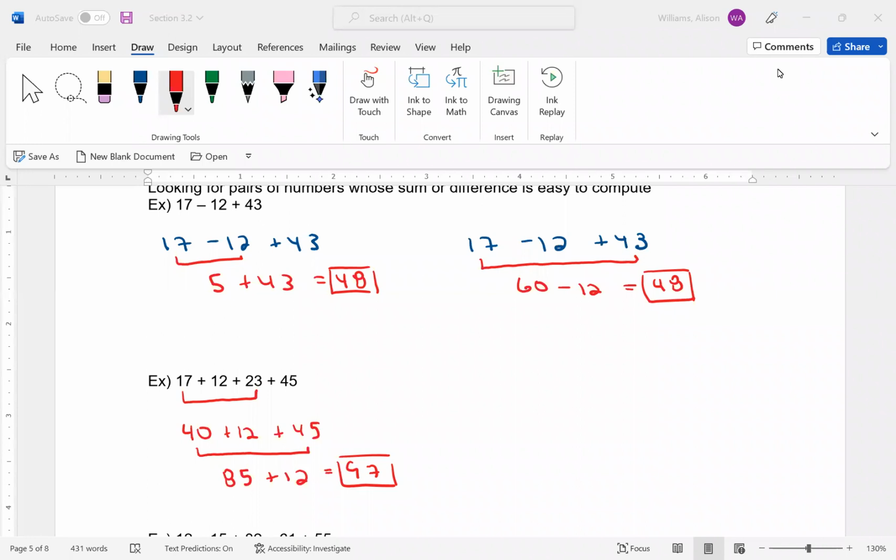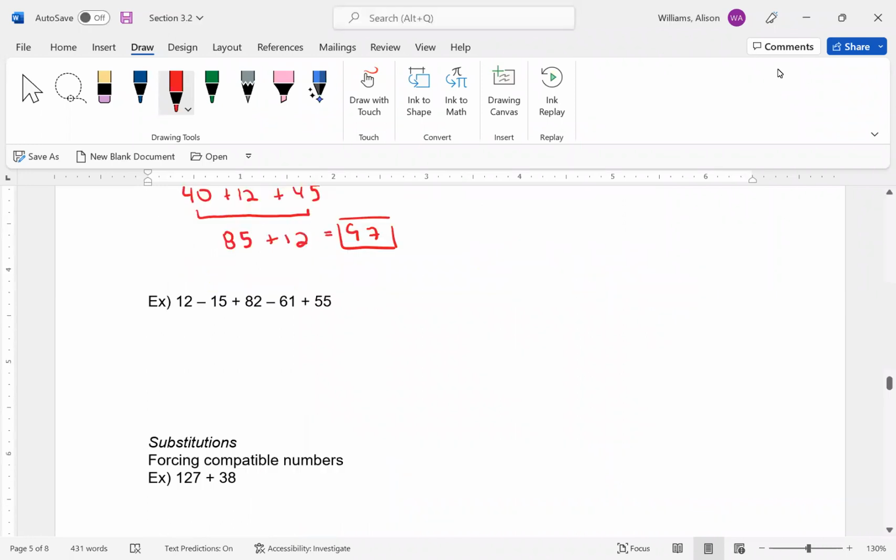Okay, so let's go ahead and try one more. Actually, why don't you try this one? Try it and see how it goes. Okay, so pair them up to what's easiest. Show me the math. Indicate which ones you're pairing up. Do keep in mind that when you have a minus, you are dealing with some negatives. Okay, so don't forget that.